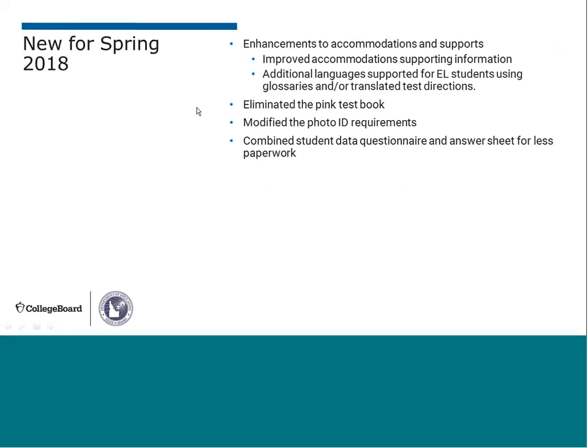We have also expanded some of our accommodations information. You'll be receiving this both via email, and you will find some of it in the testing manuals once those are available, as well as expanding our EL support. We've eliminated the pink test book, so this year students will test with either a purple book or a blue book.